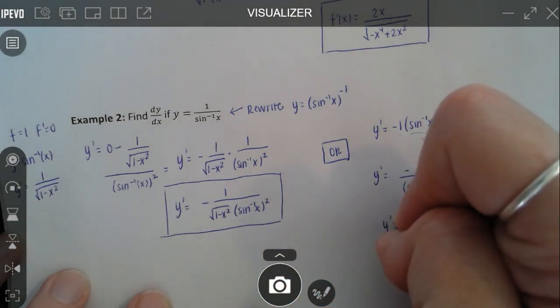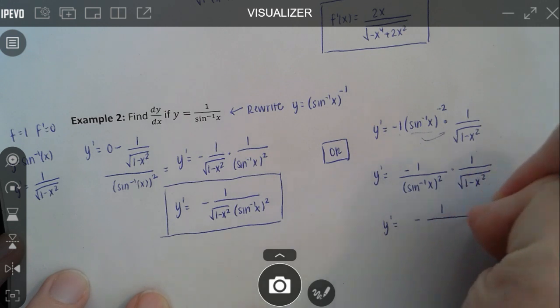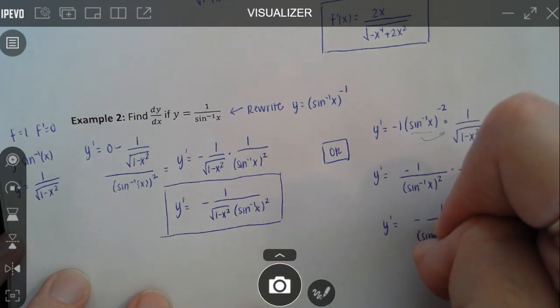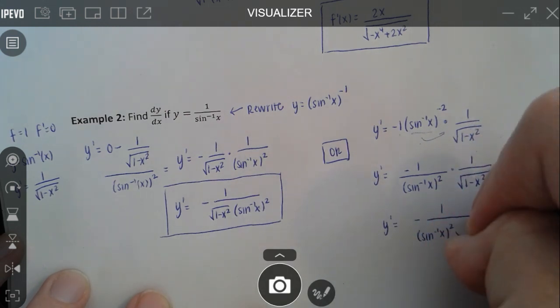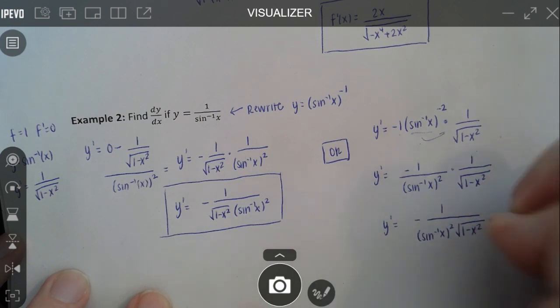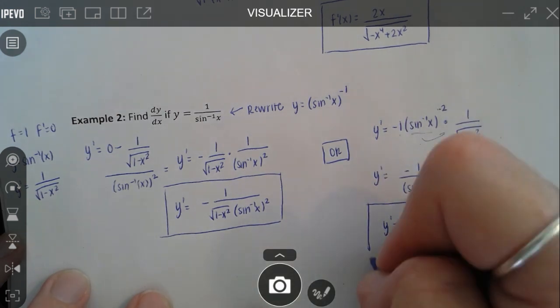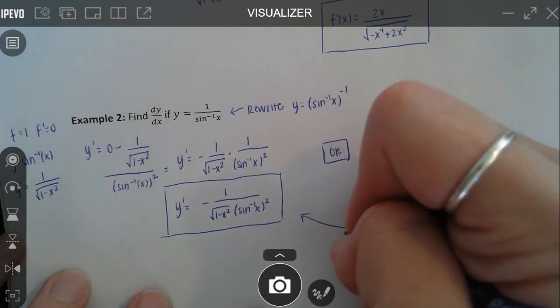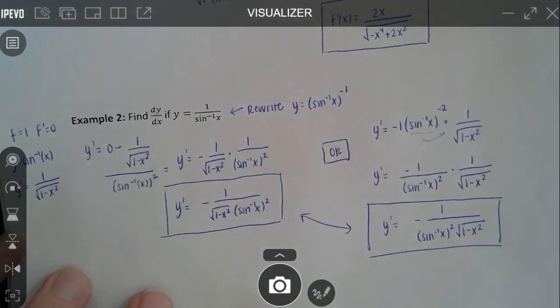So when I combine those into one fraction, I still have -1 in the numerator. I still have a quantity of inverse sine squared, and I still have that square root of 1 minus x squared. So regardless of which way you do it, you should end up getting the same thing.